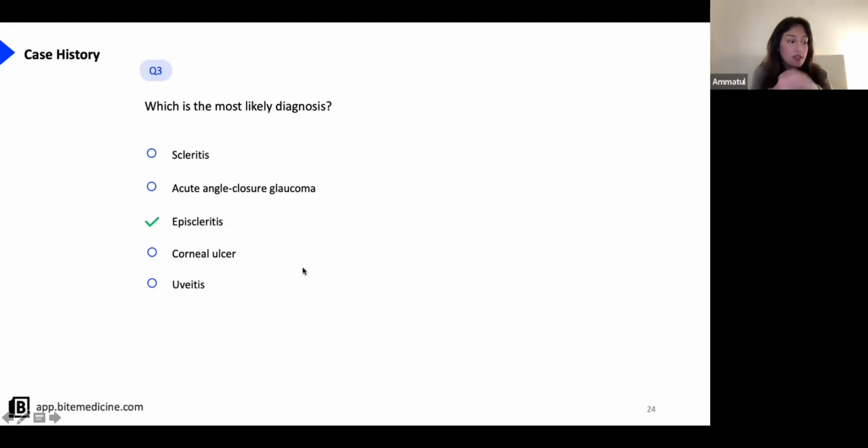So episcleritis is the correct answer. Episcleral inflammation or episcleritis, patient presents with mild discomfort and redness that blanches with phenylephrine, so it's consistent with the patient's symptoms and findings. Scleritis, usually you'd have severe eye pain, it doesn't blanch, and that's how you'd distinguish it.